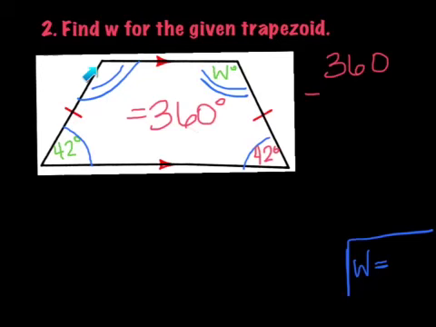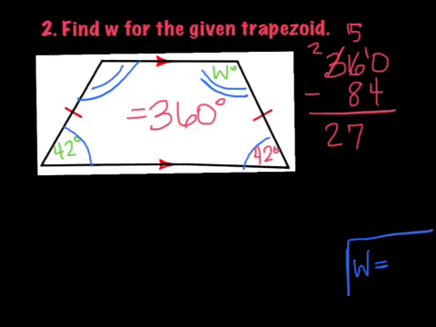So we're going to subtract off 84, the sum of our 2 base angles. So we'll subtract, we have to borrow. So we end up with 276.